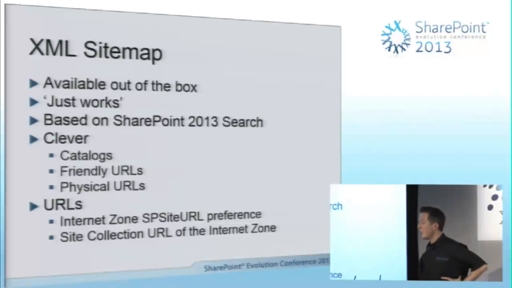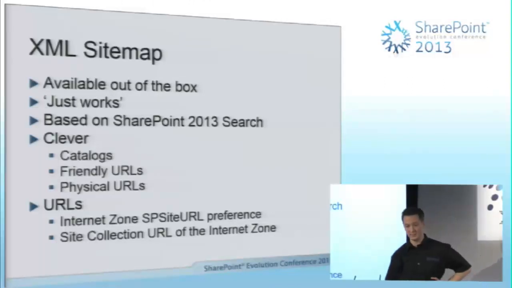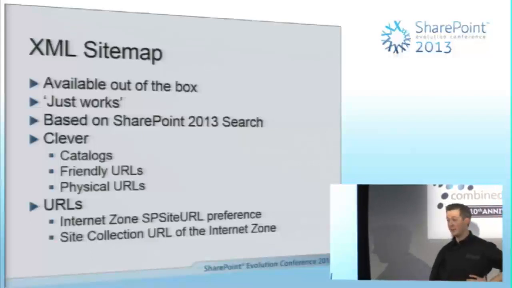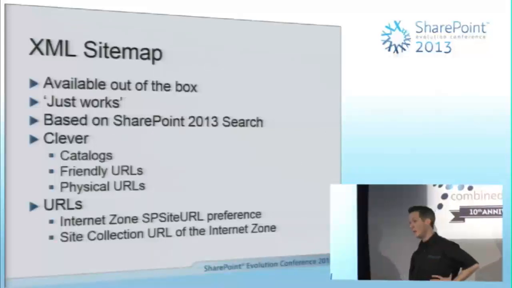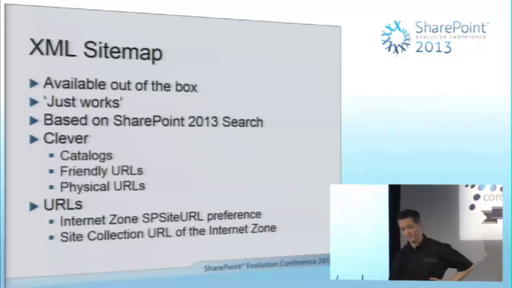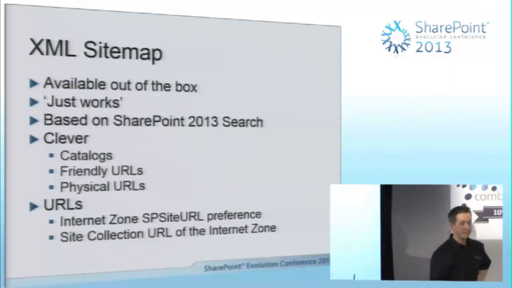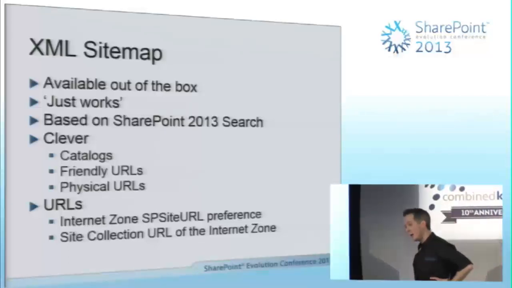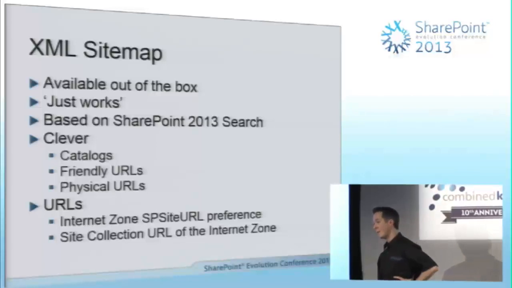The great thing about XML sitemap in SharePoint 2013 is that it just works. It is available out of the box. To scale, because it has to sometimes index very, very many pages, it's based on SharePoint 2013 search. And the really cool thing about the XML sitemap available out of the box is that it's really clever.